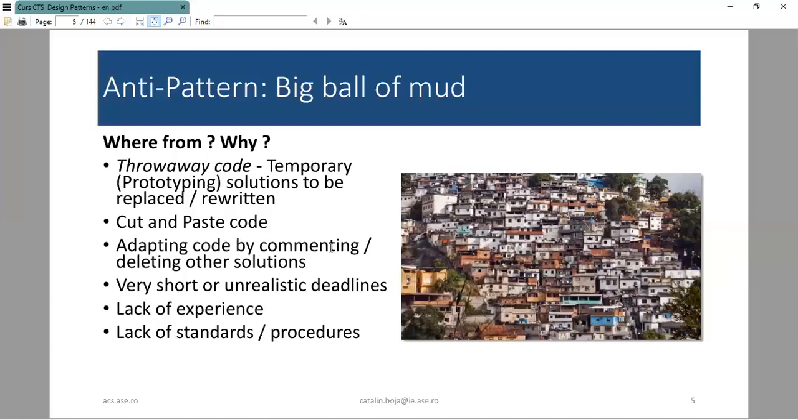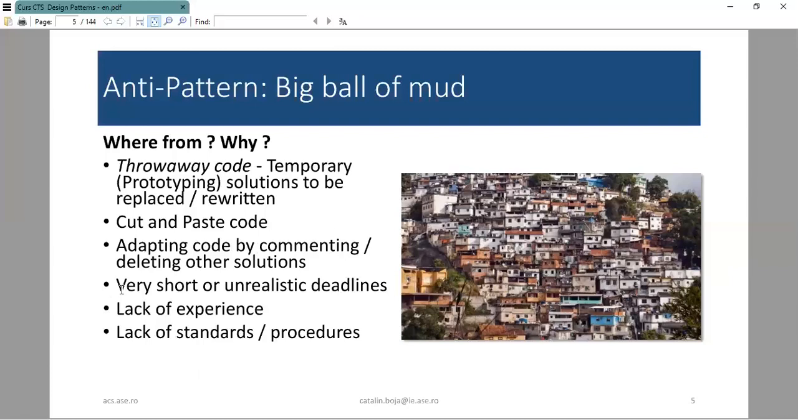Adapting code by commenting. That's why you have the recommendation from clean code. Don't comment code, don't create zombie code. Don't create alternatives by switching the comments between different parts. Use Git for that, for example, but don't comment your code.